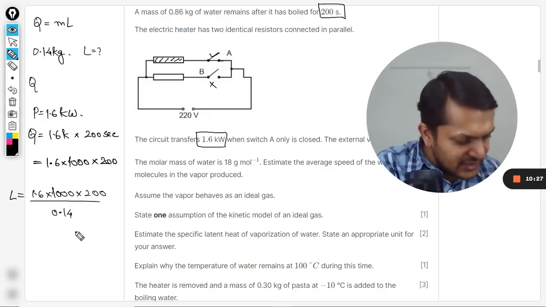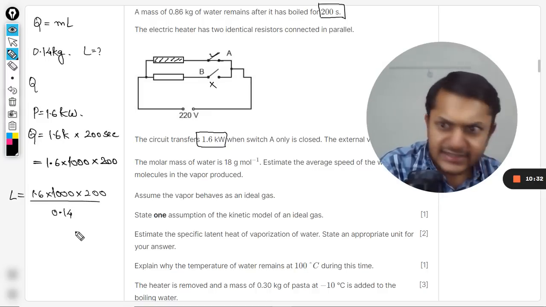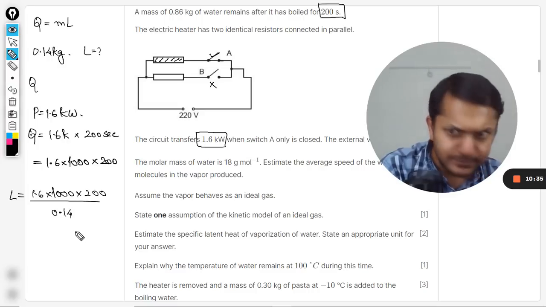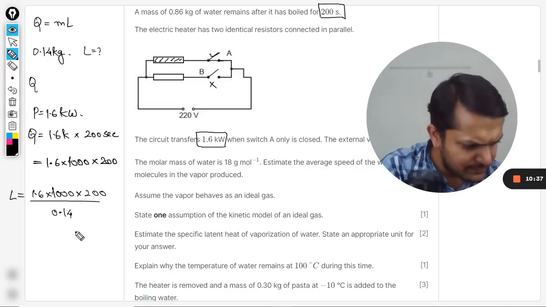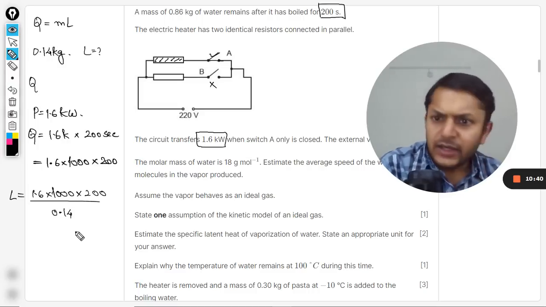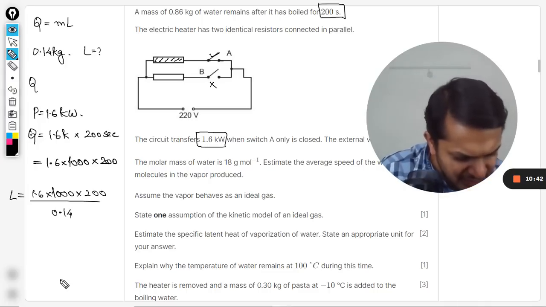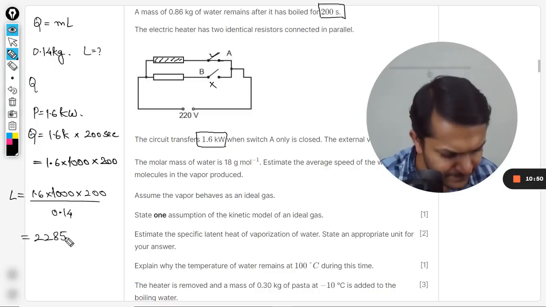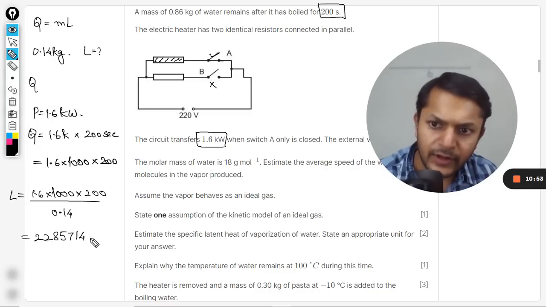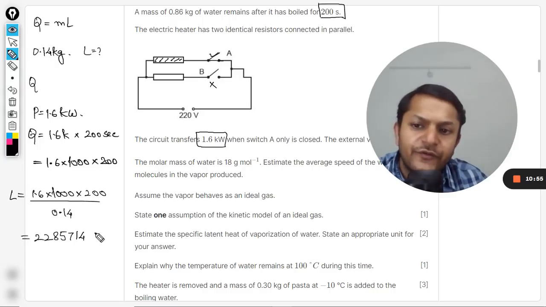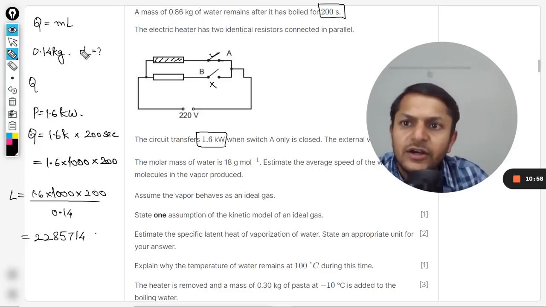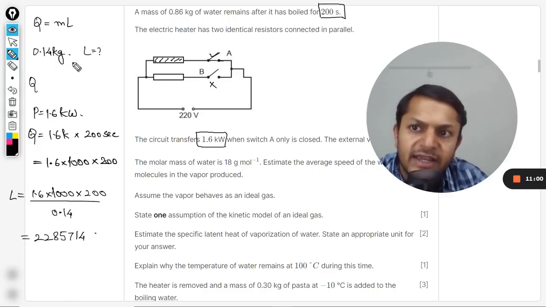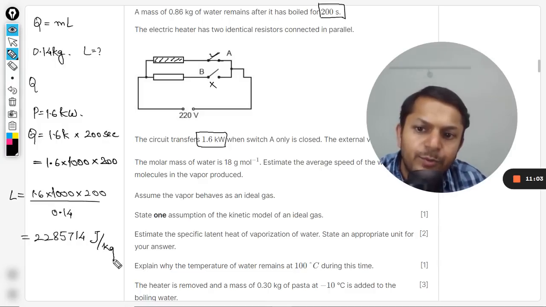Okay, so let us try to find this value with the help of the calculator. So 1.6 divided by 0.14. Yeah, so I am getting a very high value, which should be high, and the value that I am getting is 285,714 approximately. And what will be the unit for latent heat? You can see the unit will be joule per kg. So I am writing it as joule per kg.